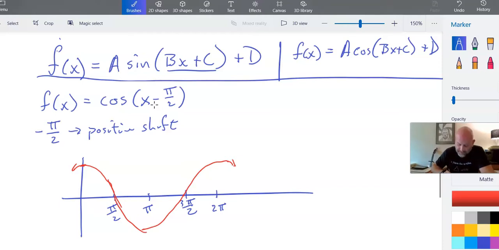This has been shifted pi over 2 to the right. So what that does is it takes this point and just shoves it over to here. And so the curve, in fact, let's do this in purple. The curve starts here, and everybody moves over pi over 2, I should say. Right, so this would be 5 pi over 2.